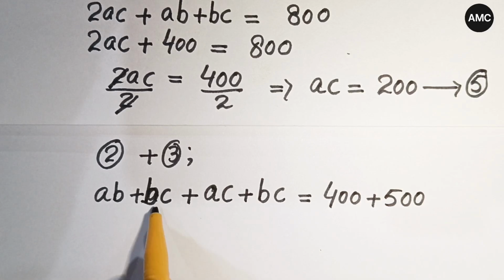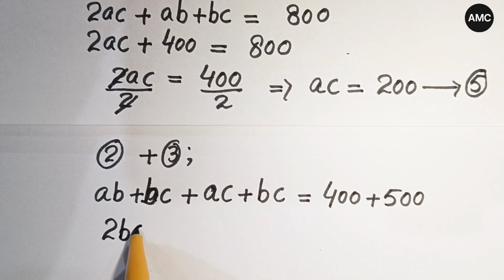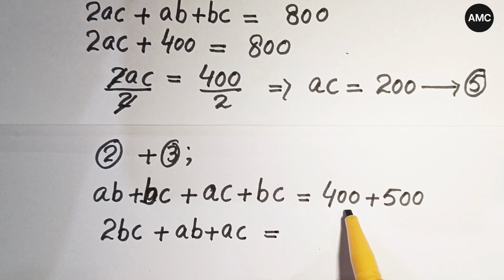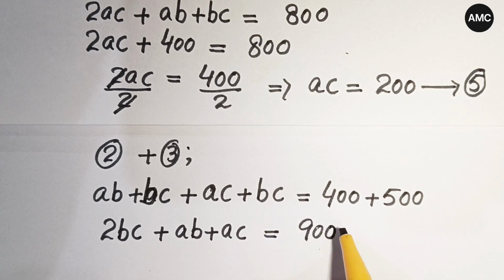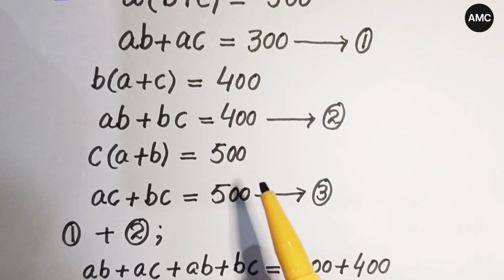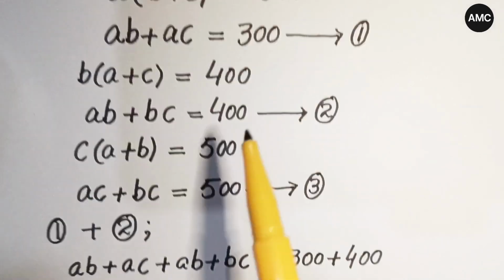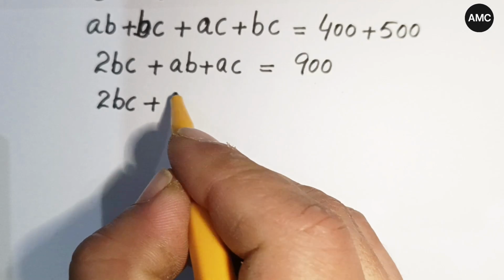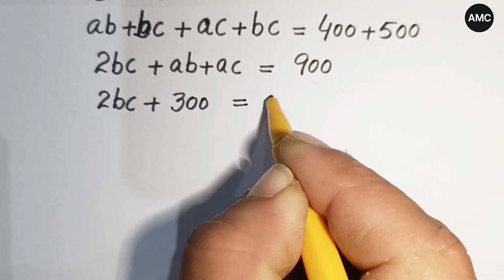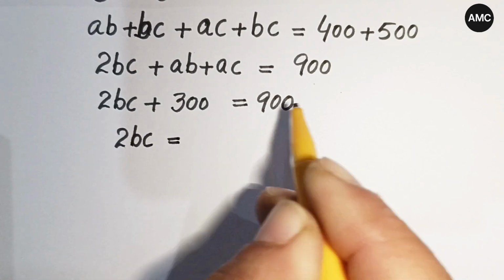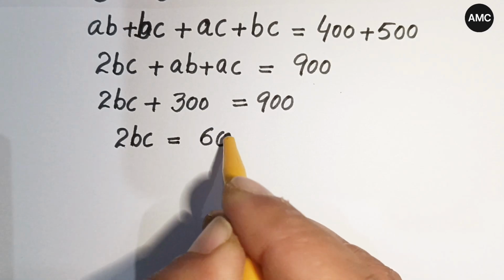Now here BC plus BC is 2BC, plus AB plus AC, is equal to 400 plus 500, which is 900. Here we have 2 times BC plus AB plus AC. From our equation 1, AB plus AC is equal to 300. So putting the value of AB plus AC, which is 300, we get 2 times BC plus 300 equal to 900. Next, 2 times BC is equal to 900 minus 300, we will get 600.